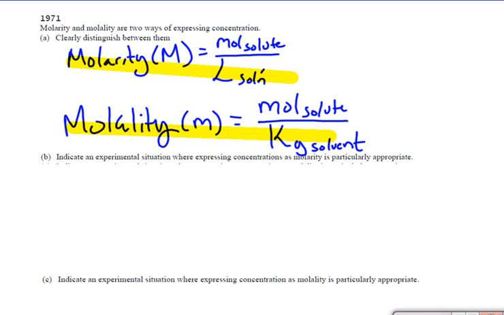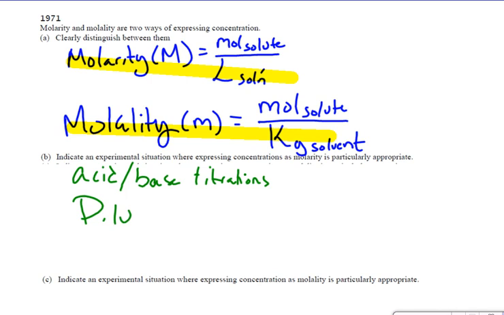Indicate an experimental situation where expressing concentrations as molarity is particularly appropriate. So, where have you seen us use molarity before? We've used it in acid-base titrations. We use it when doing dilutions. Pretty much any experiment at which temperature does not change.